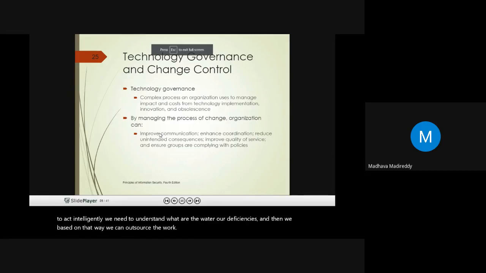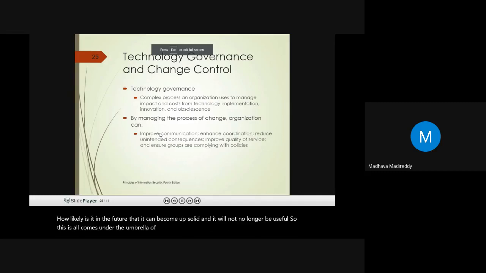So next we need to look at technology governance and how to control the change. What is technology governance? Technology governance is a complex process an organization uses to manage the impact and cost of technology implementation, whether it is innovation or obsolescence. Innovation means the cost of new technologies, and the cost of obsolescence means, if you are investing in new technology, how likely is it that in the future it can become obsolete and no longer be useful. This all comes under the umbrella of technology governance.